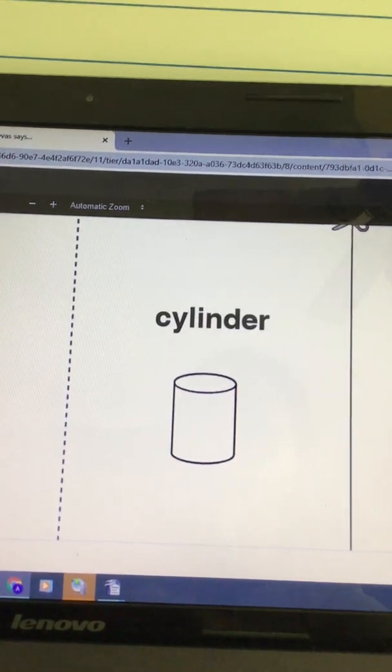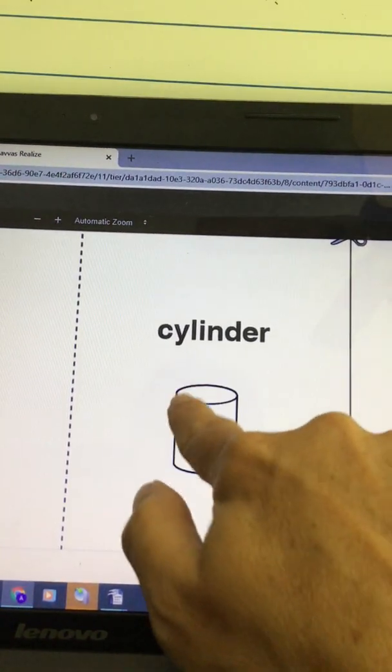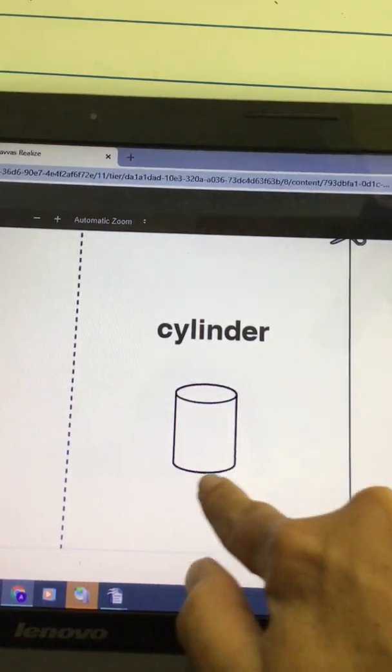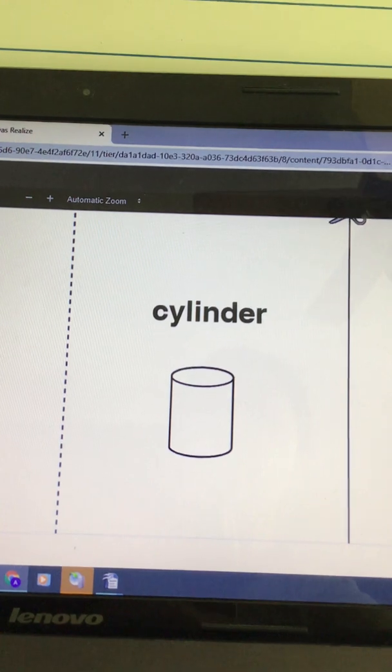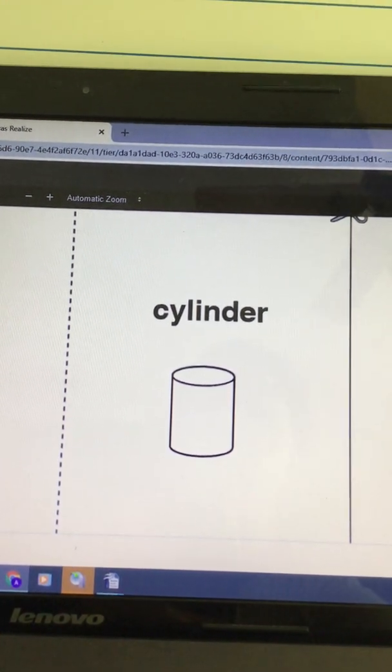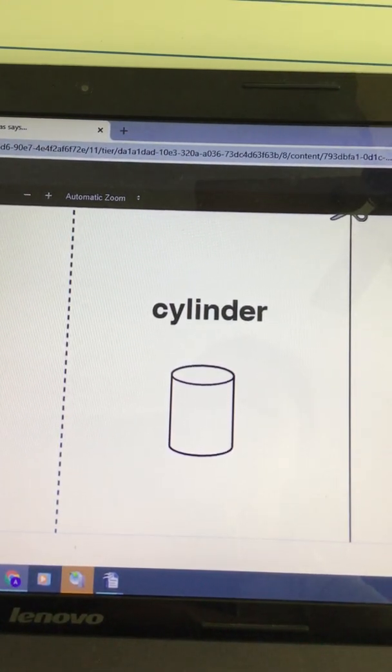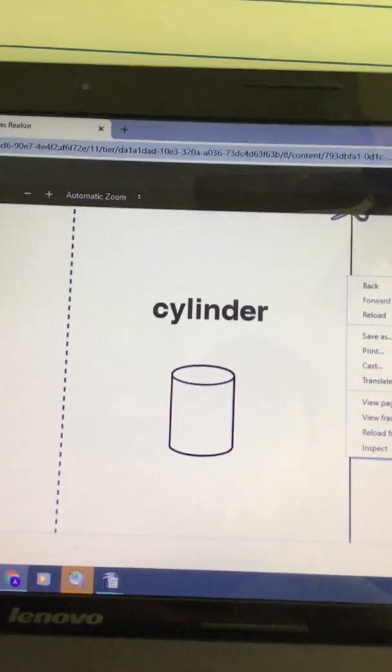Cylinder is like a can. It has a flat circle at the top and a flat circle at the bottom, or on the sides if you have it flipped over. Think of a soda can or a soup can. It is in the shape of a cylinder.